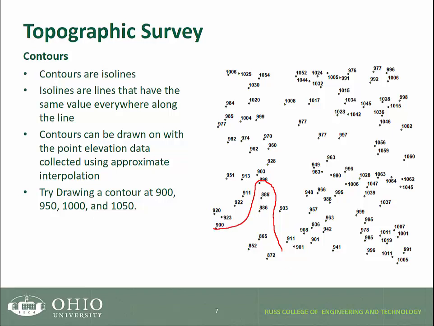Notice how the isoline is the 900 contour, and stays between the points 872 and 901, 865 and 911, 886 and 903, and so on. And then it finally ends on the elevation point 900. Try drawing the 900, 950, 1000, and 1050 contours on your own. You may pause the video now.